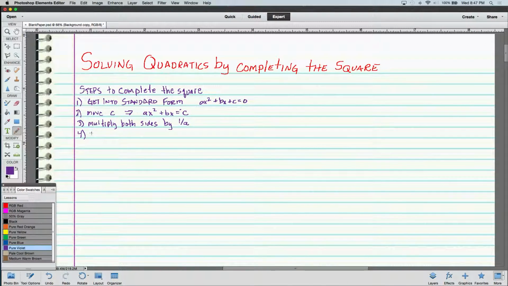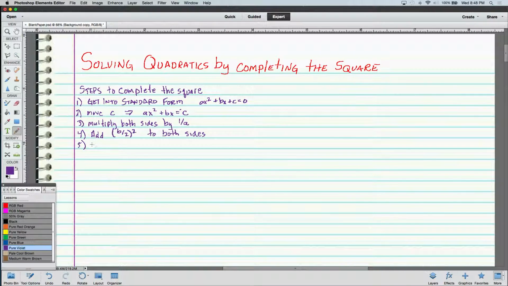Step number four, we want to add b over 2 squared to both sides. Again, whatever the coefficient is attached to the x, we want to divide by 2 and square that number, and we're going to add that to both sides.